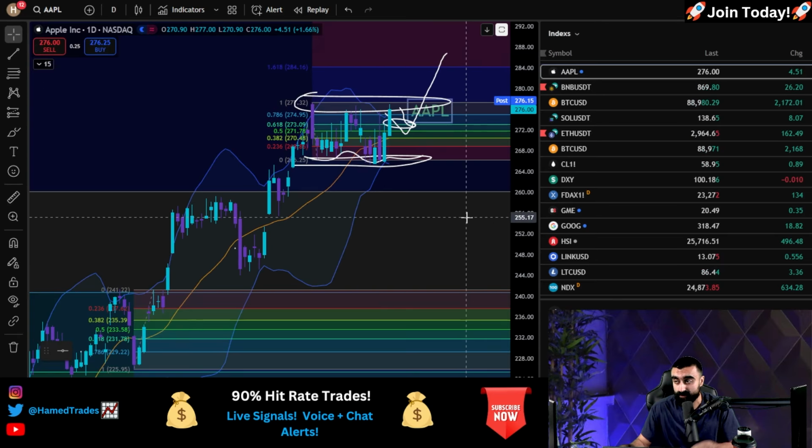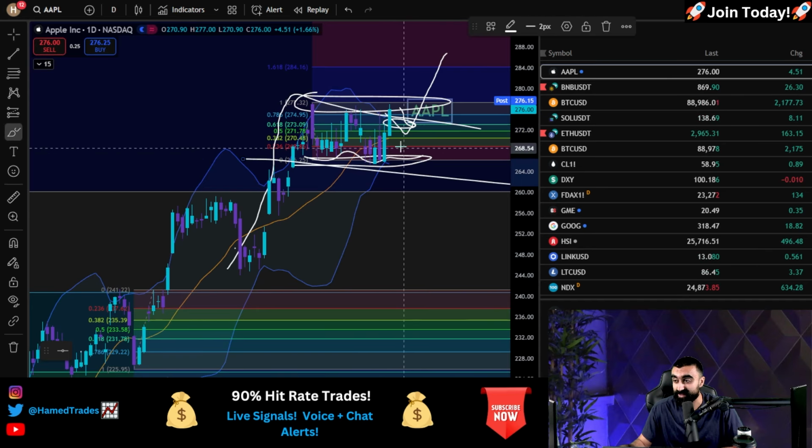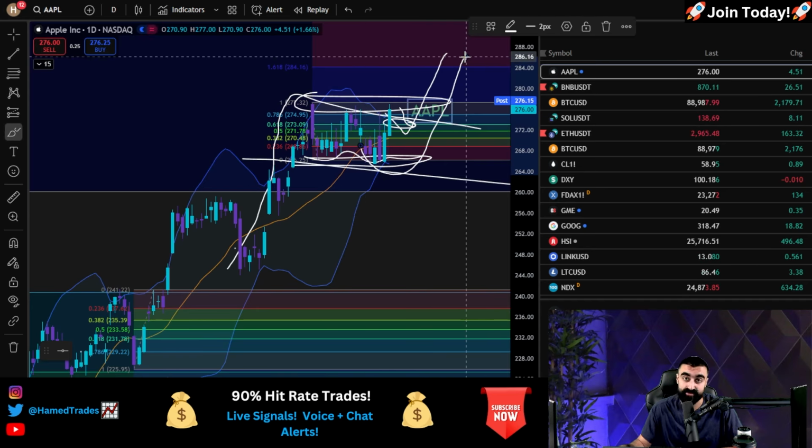What is this right now? This is a bull flag. This is still a bull flag. Bull flags are extremely bullish patterns where we've just been consolidating. That's really it. So now is Apple going to break out?